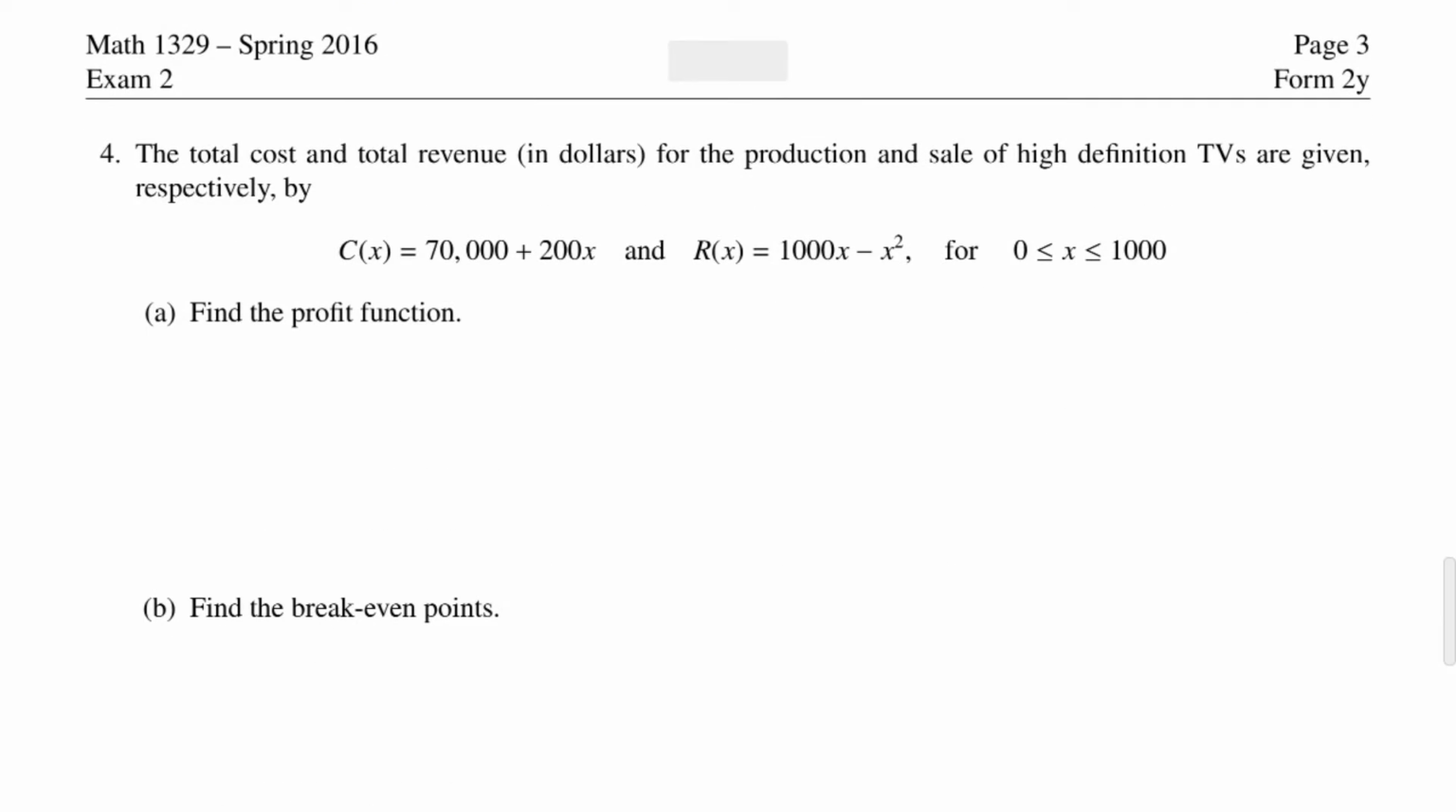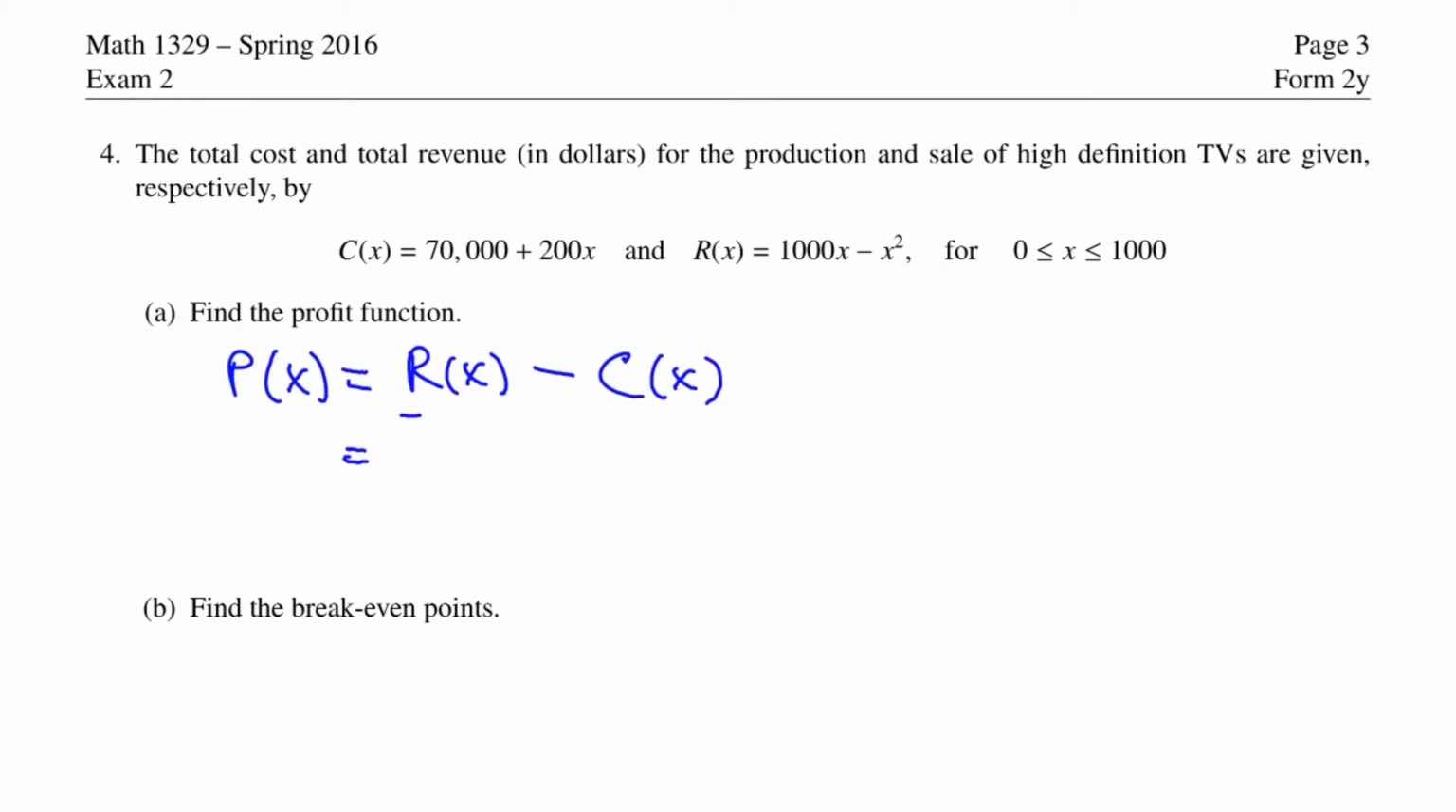Let's look at problem 4. The total cost and total revenue in dollars for the production and sale of high-definition TVs are given, respectively, by C of x is equal to 70,000 plus 200x, and R of x is equal to 1,000x minus x squared for x between 0 and 1,000. Find the profit function. So profit is equal to revenue minus cost.